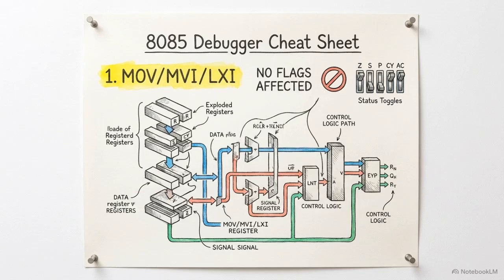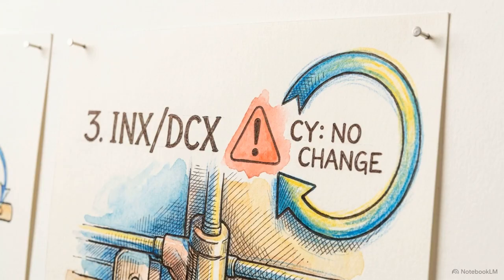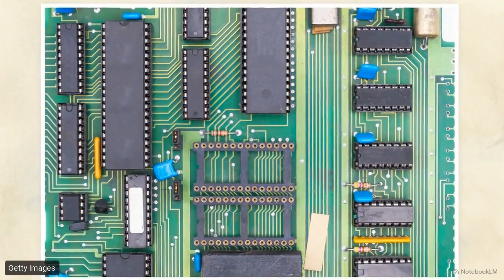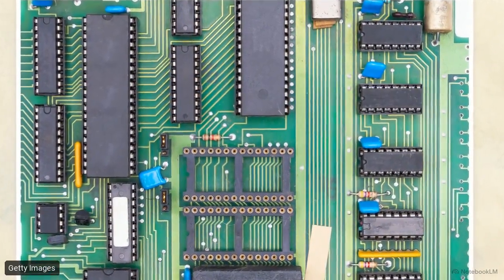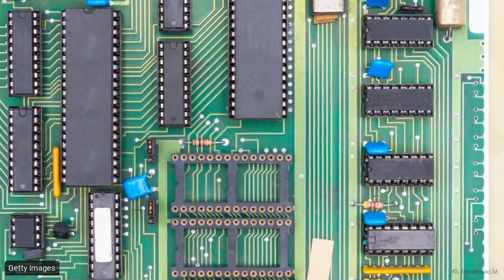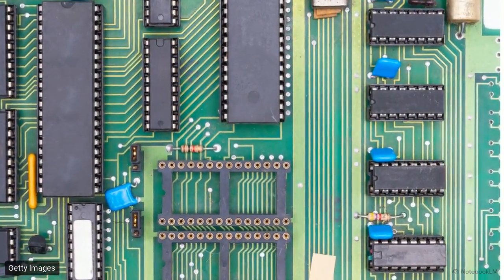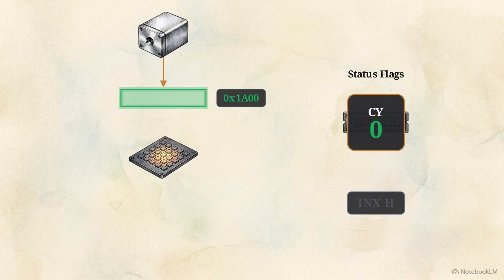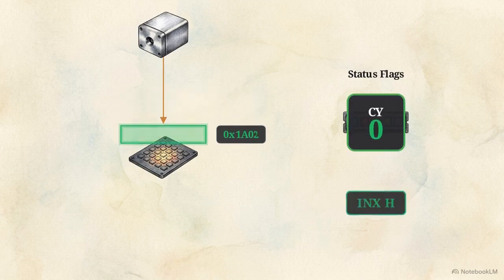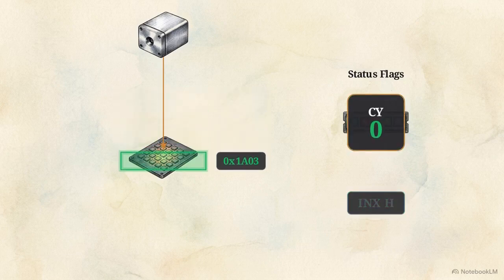Debugging these commands requires tracking which operations ignore status flags entirely. Data transfers like MOV and LXI never change flags, while pointer math like INX ignores the carry flag even if the register pair wraps around. The physical board layout reflects these logical paths. The trace lines and integrated circuits handle the data transfers and branching logic we've analyzed. By tracking these pointer paths and flag states, you can step through and debug the execution of any embedded system.